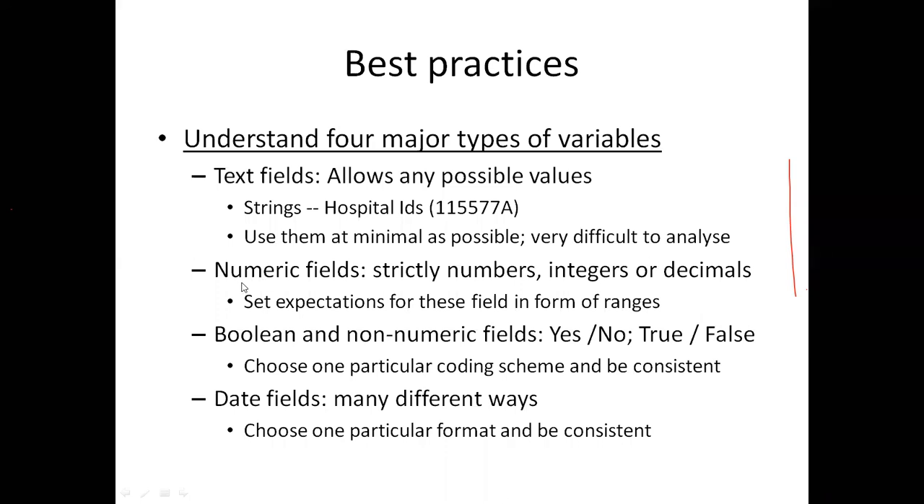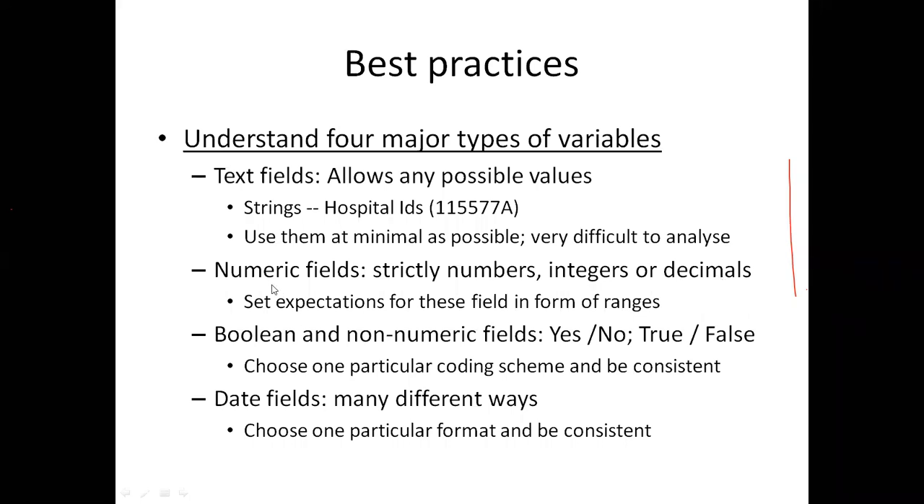The second set of fields are called numeric fields, and this is the major interest when it comes to statistical analysis because they are strictly numbers. You could have either integers, which are whole numbers, or you could have decimals, right? So in the number line, or rational numbers.